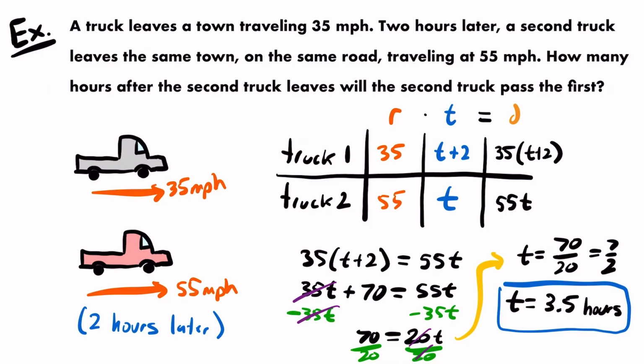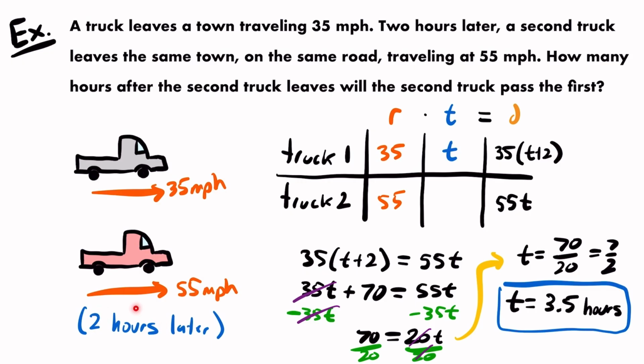Just a side note here, you could solve this a different way depending on how you assign these values of t. What I mean by that is maybe instead of saying that truck 1 was t plus 2 and truck 2 was t, you could have done this. You could have said that the amount of time for truck 1 was t, and so whatever that amount of time was, truck 2 would have 2 less hours, right? Because truck 2 leaves 2 hours later.